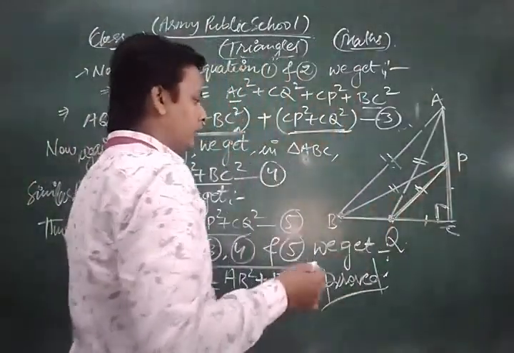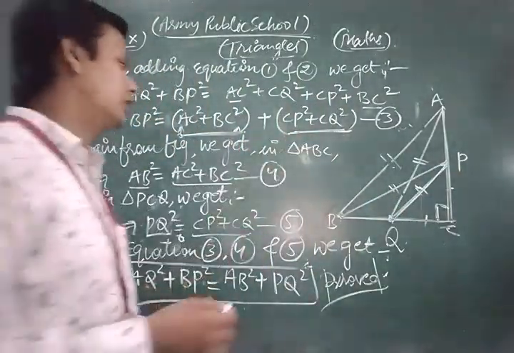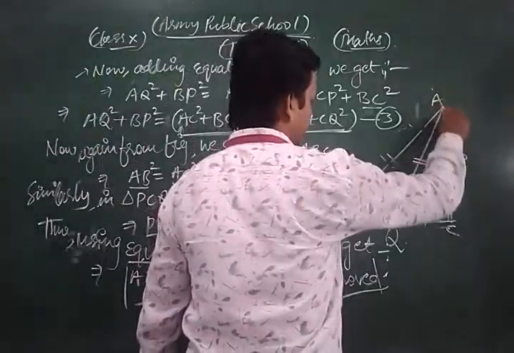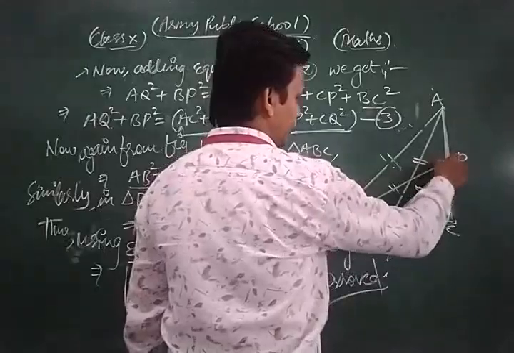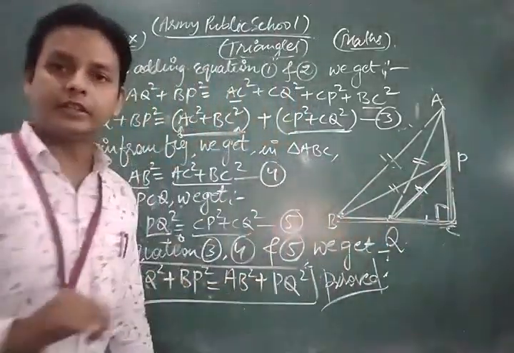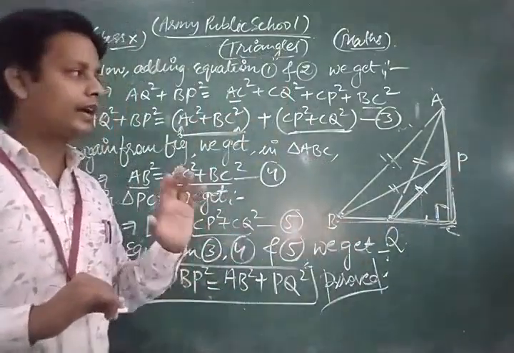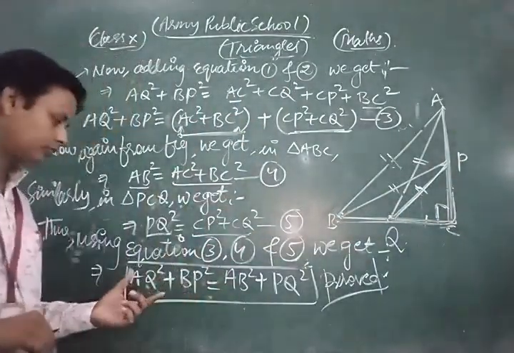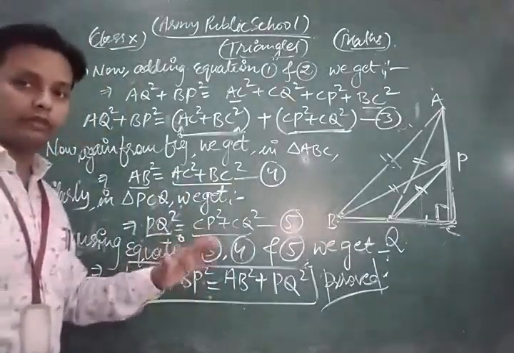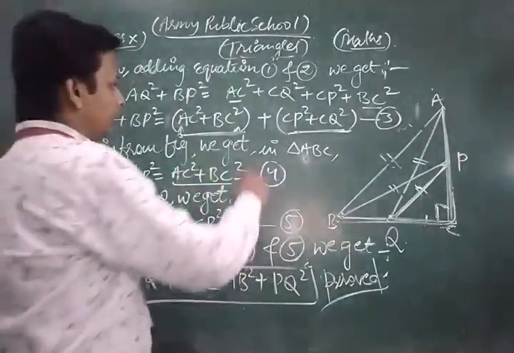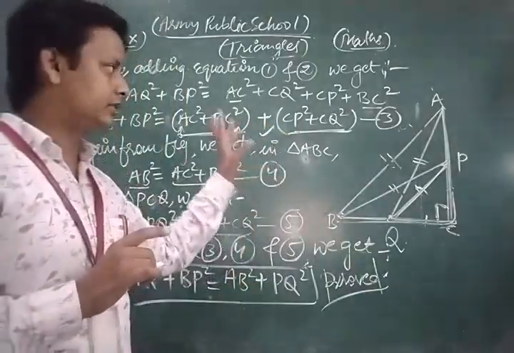Now after that, we take one by one right angle triangle because we have AQ square. So for AQ square, we take right angle triangle ACQ. For BP square, we take triangle PCB. So from these two triangles, we have a relation. Now we add both the equations because we have to show AQ square plus BP square. After adding two equations, we get this result.